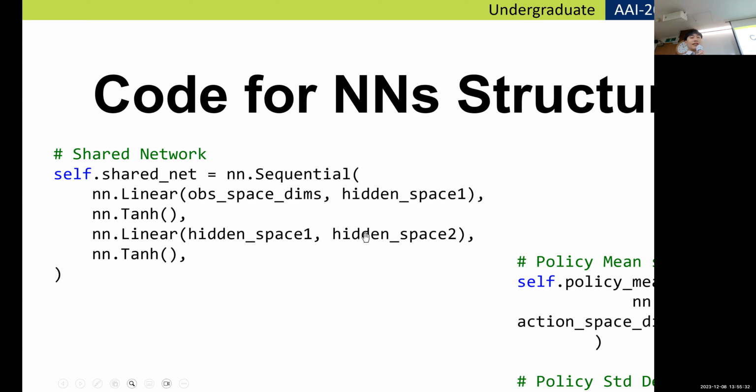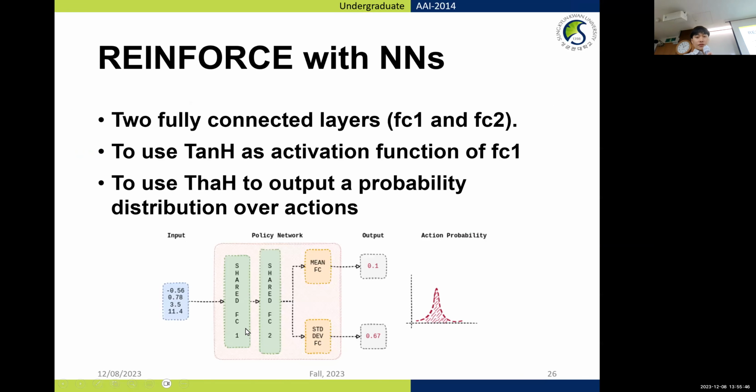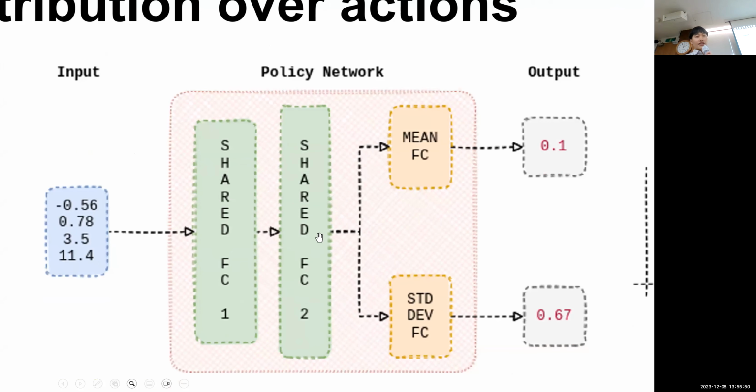the column size and the row size should be the same, right? Because they need to do the matrix product. Then the output will be tanh. So now we just define the first one, the shared network. I think the FC1, FC2, both sides are already defined in this structure.